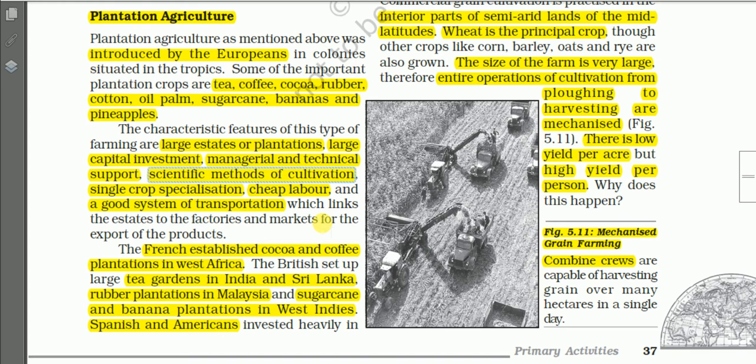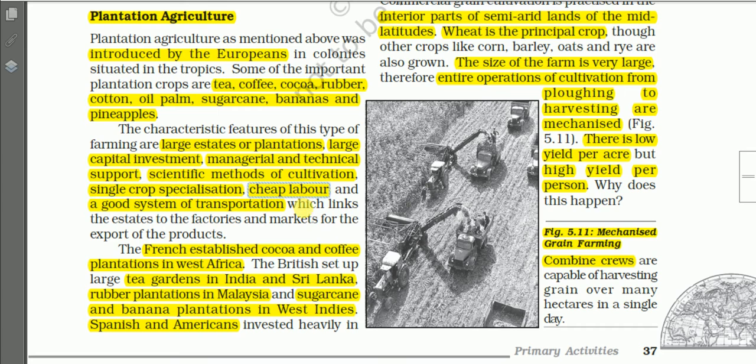For example, cross pollination, and research and development activities are sometimes included. So scientific treatment of plants and research and development are also there in this type of agriculture. Then single crop specialization, that is only one type of crop is grown in a plantation or in an estate.